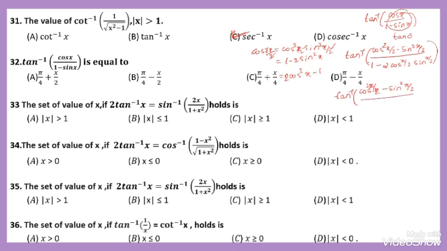Again here, 1 can be written by using the identity, that is sin square x plus cos square x is equal to 1. Therefore, I can replace 1 here by cos square x by 2 plus sin square x by 2, minus 2 into cos x by 2 into sin x by 2.